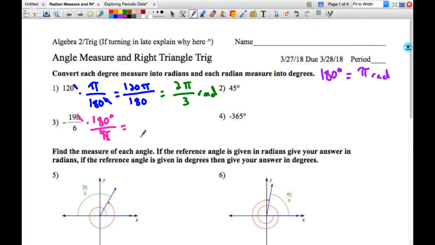19 times 180, 3,420, make it negative, divided by 6, and then this degree measurement is still sticking around. Let's see if that divides evenly by 6. I'm pretty sure it will. Yes, it does. So that's negative 570 degrees. The little circle is pretty important so we don't confuse it with radians.